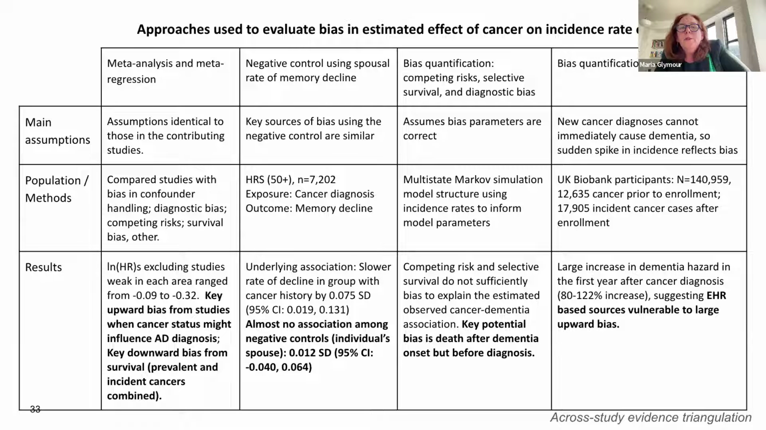Elizabeth Rose oversaw quite a nice set of bias quantification simulations with simulation models using incidence rates from observed data to inform model parameters. Competing risk and selective survival in the classic sense did not create a substantial bias that could have plausibly explained the association. But an important issue is there is often a delay between when somebody has dementia and the time when they get diagnosed, right? They have dementia, they have impairment, but there's a period of time when they're living with dementia but haven't been diagnosed. Death from cancer during that period could easily cause a very large bias. So that's an important potential problem.